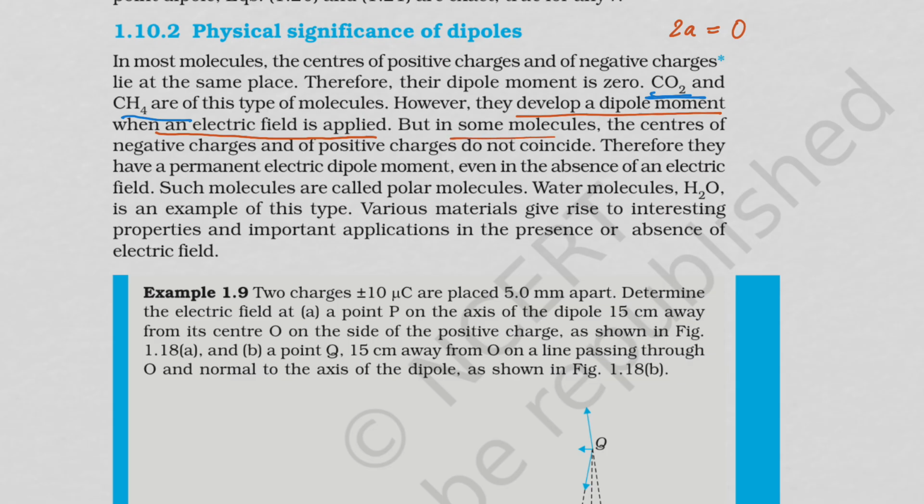But in some molecules, the centers of the negative charge and of positive charges do not coincide. They are always separated by a fixed distance. Therefore, they have a permanent electric dipole moment. Alright, so we have permanent electric dipoles also. And when we see permanent electric dipoles, we call those molecules polar molecules.